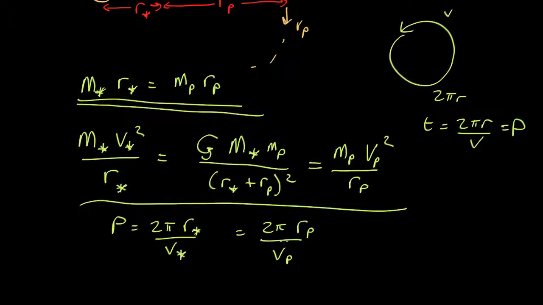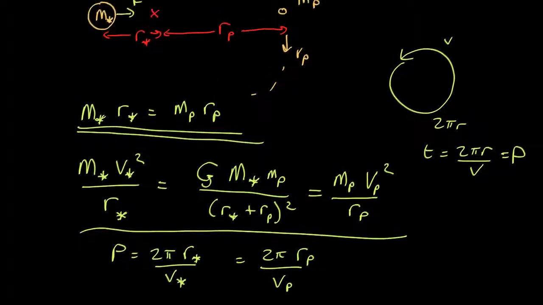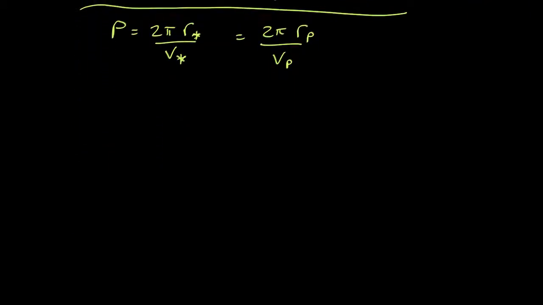Okay, so those are our three equations. Now let's use them to derive something in a system like this. Now we're going to make some approximations here to make the maths easier.